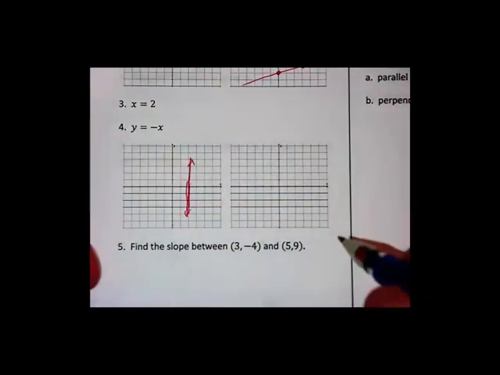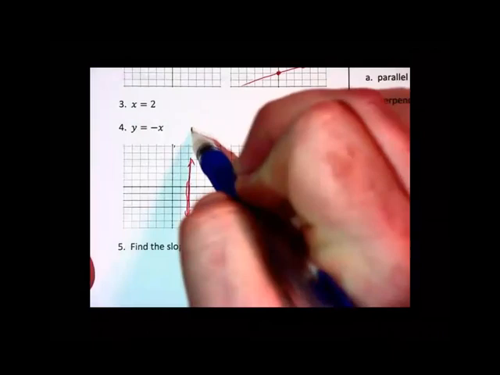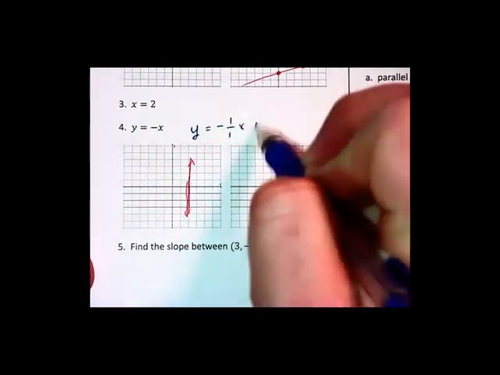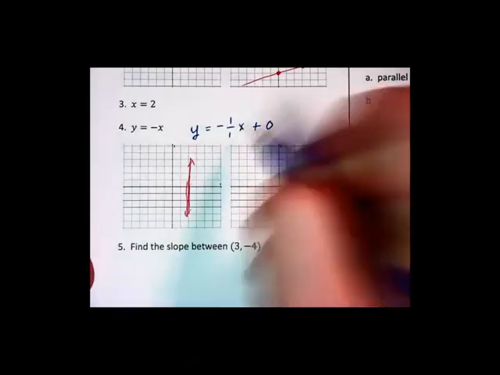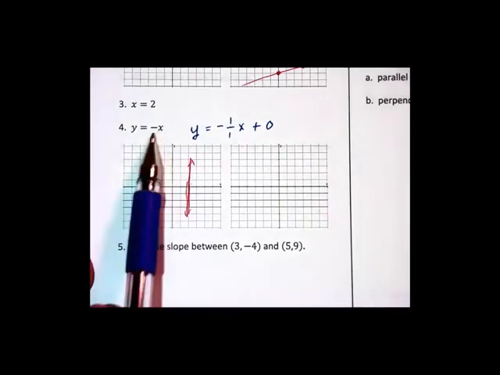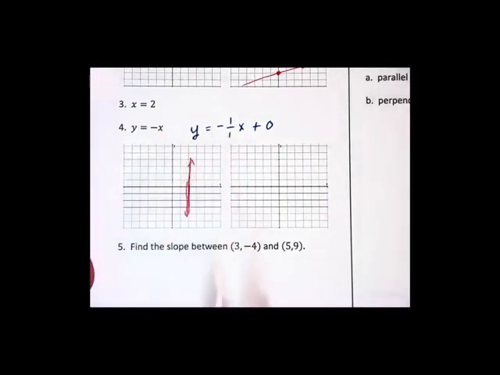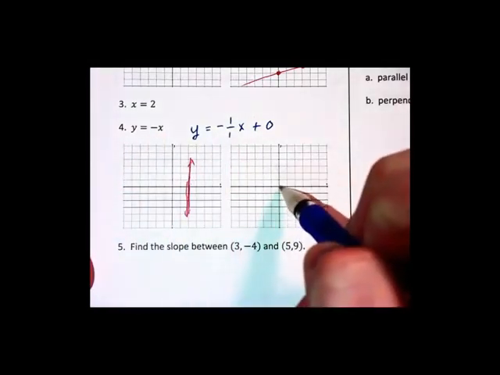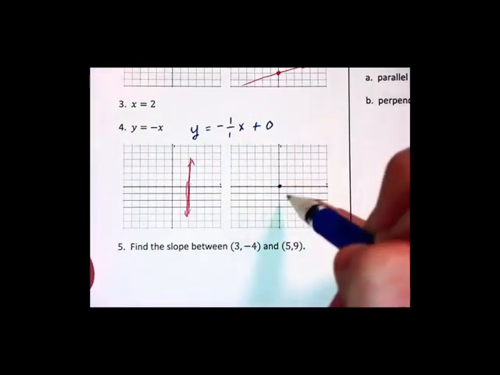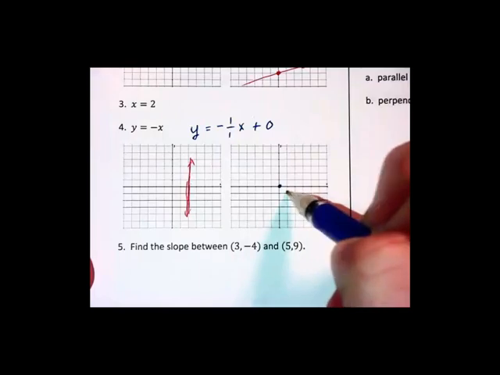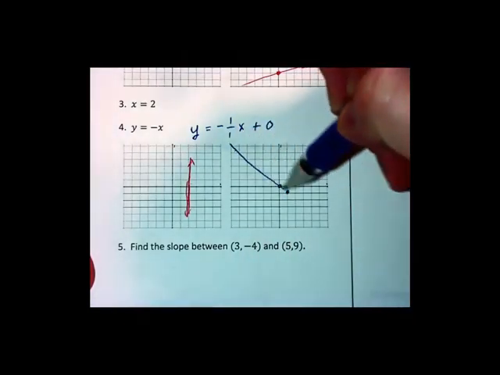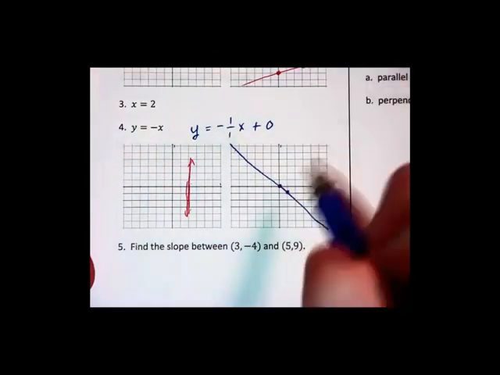The second equation, number 4, can be thought of as y equals -1/1x plus 0. Since no y-intercept is given, we can add on the plus 0, and that negative there can be thought of as -1/1. So this is going to be a graph that goes through the origin and has a slope of -1, going down 1 over 1. So basically we're going to be cutting straight through the second and fourth quadrants.